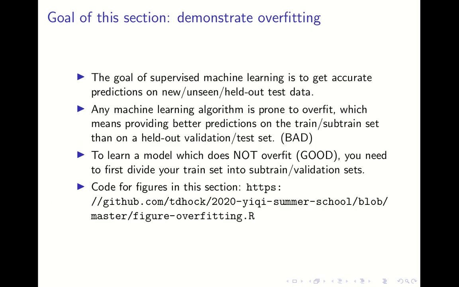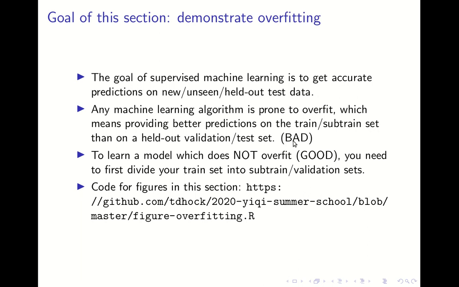So a big goal of this section is to demonstrate overfitting. The main goal of supervised machine learning is to get accurate predictions on new, unseen, or held out test data, and any machine learning algorithm is prone to overfit. Overfitting means providing better predictions on the train or subtrain set than on a held out validation or test set. So that's definitely a bad thing.